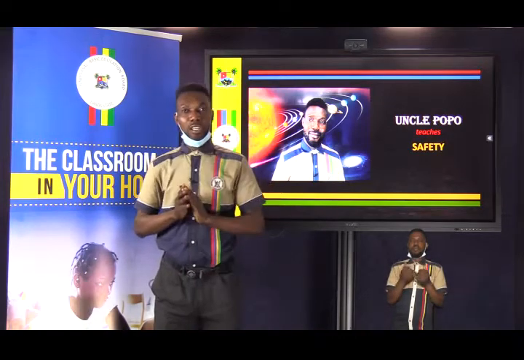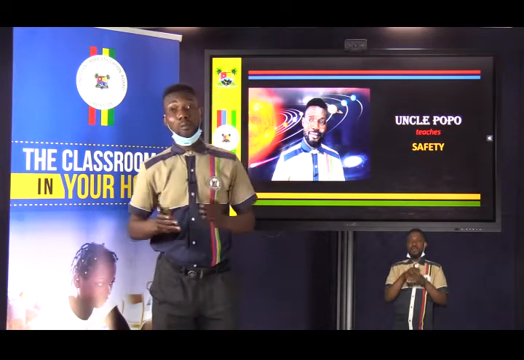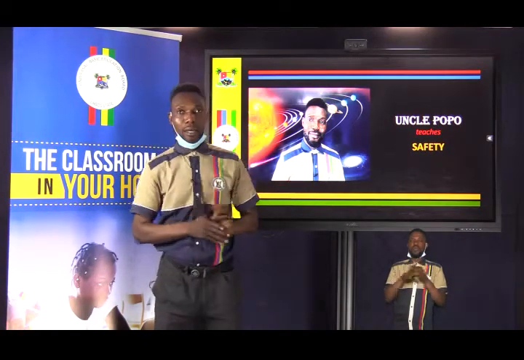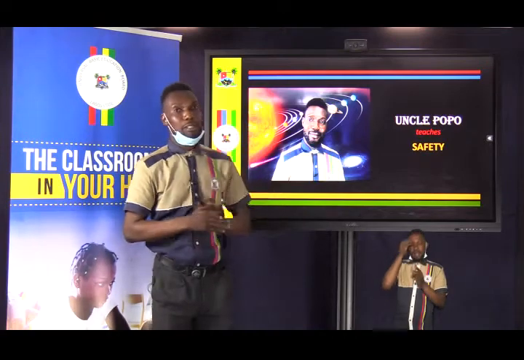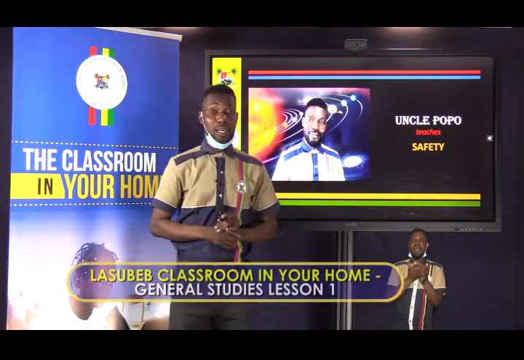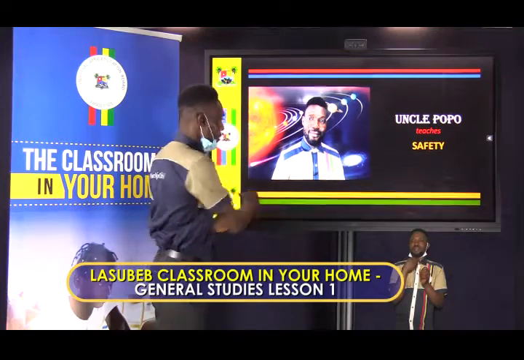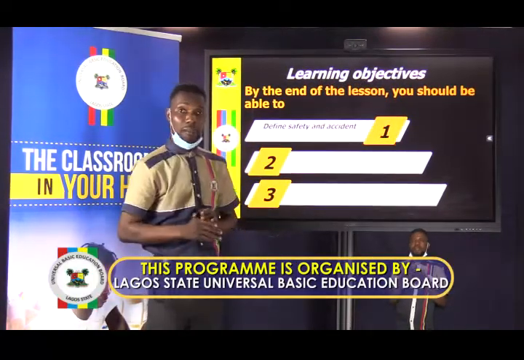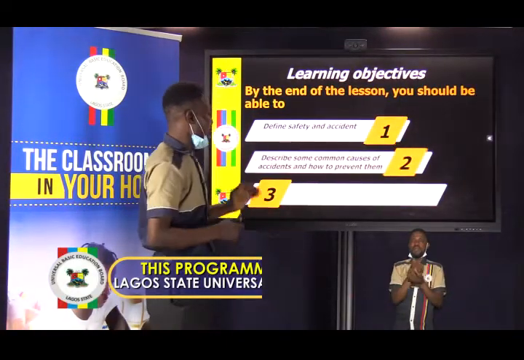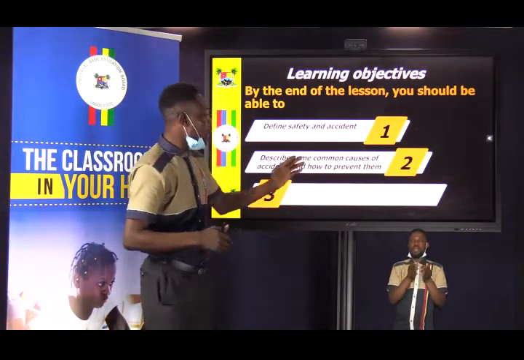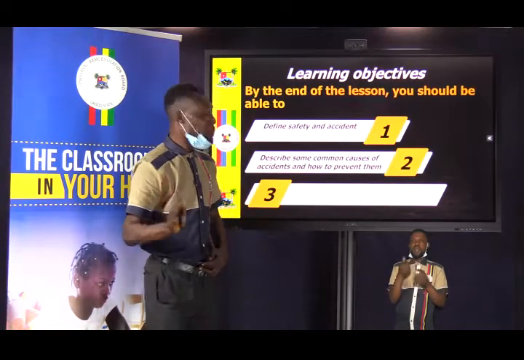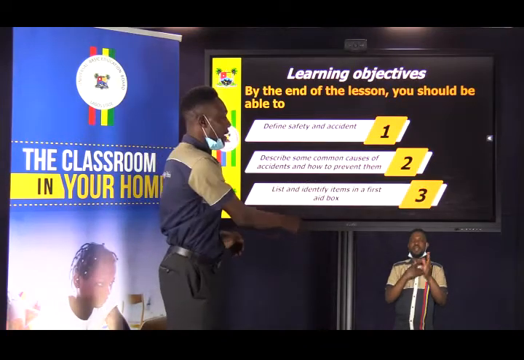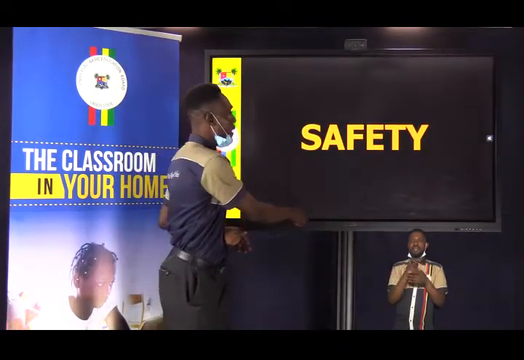Now, having laid the foundation on what accident and ways to prevent accident are, let's go into today's topic and learn more about safety. Our topic for today is safety. Say that, safety. What are the learning objectives? By the end of the lesson, you should be able to define safety and accident, describe some common causes of accident and how to prevent them, and list and identify items in a first aid box.